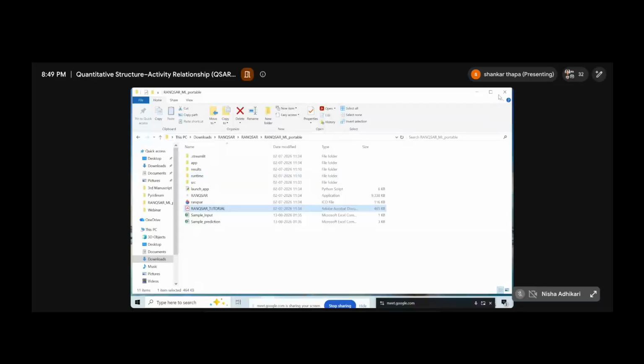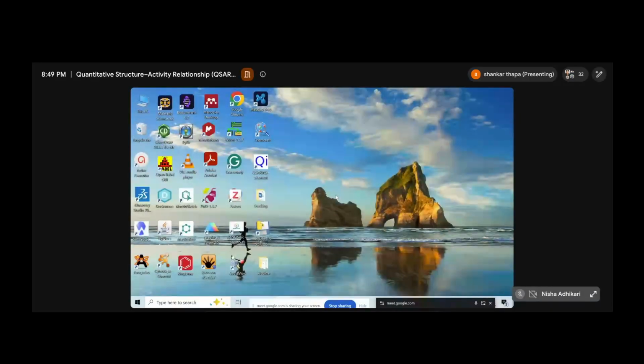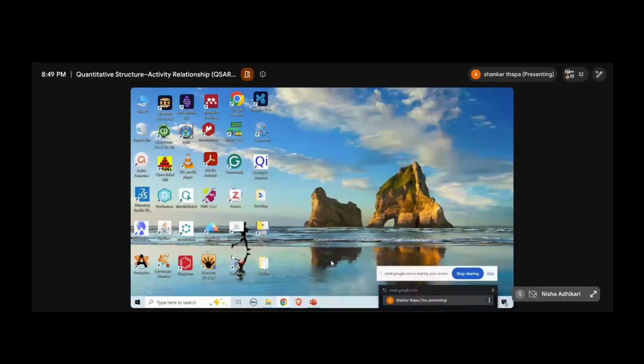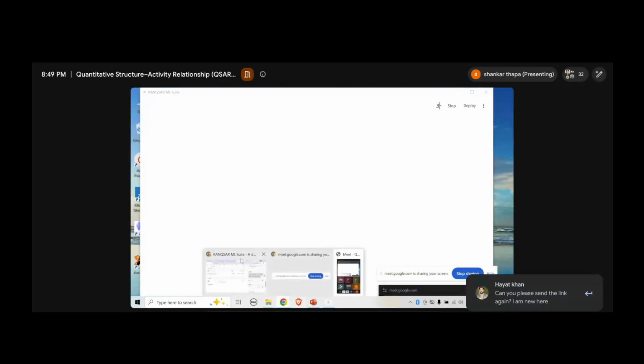That's how you can download the software. It's freely available. After that, you get this shortcut, and you just double click it. That's all about the software required for today's session. The other software required for tomorrow's session, I will explain tomorrow itself. Before that, let it open.